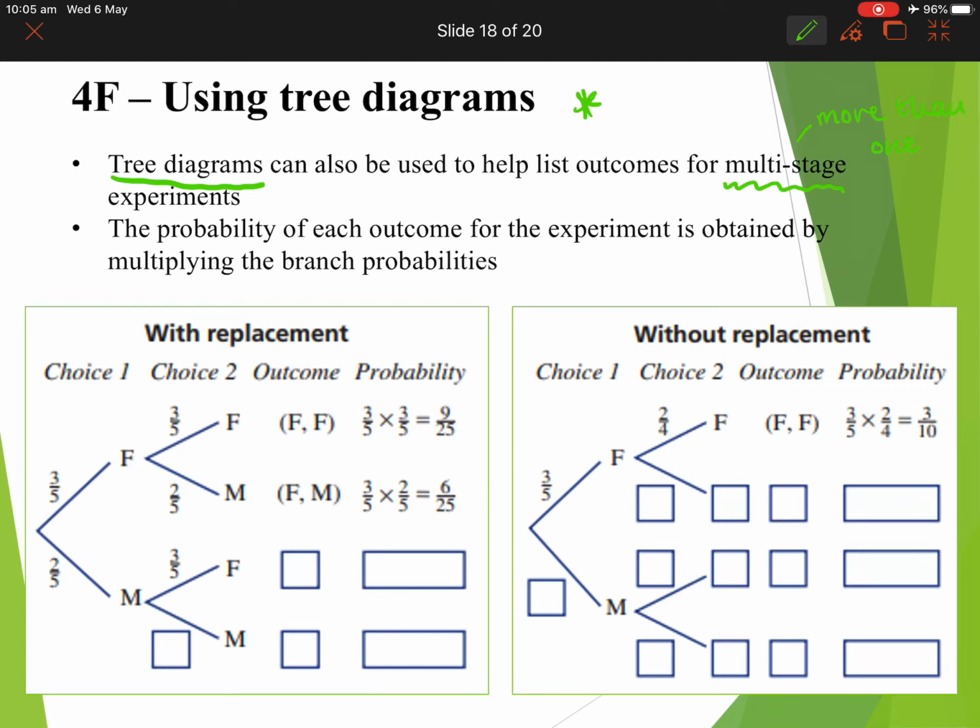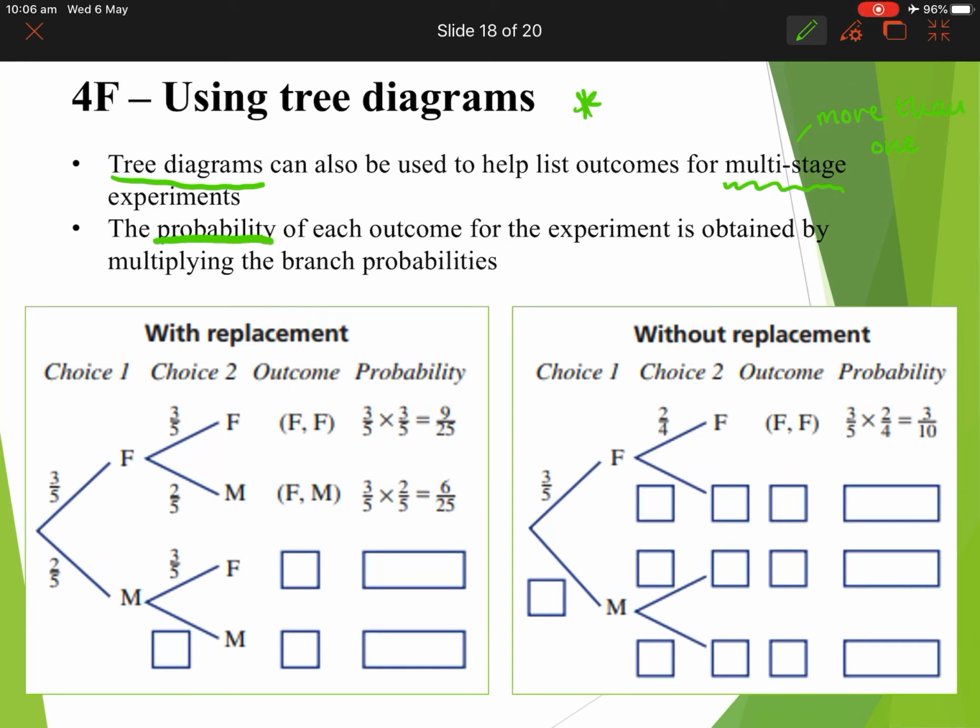What it means is if you have more than one experiment, so you might have two choices. If you've got a box full of socks, you might pick one sock and then you pick another sock. So there are two things there. Or what we were looking at a couple of days ago, if you were to flip a coin and then roll a dice, you can also use tree diagrams to help you.